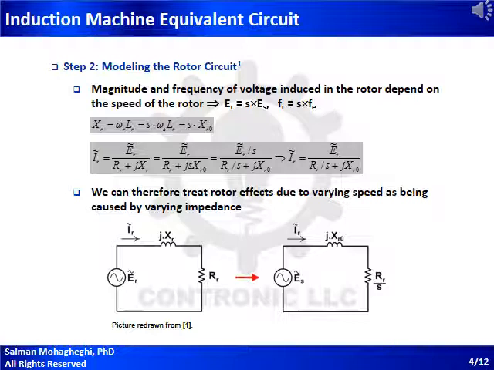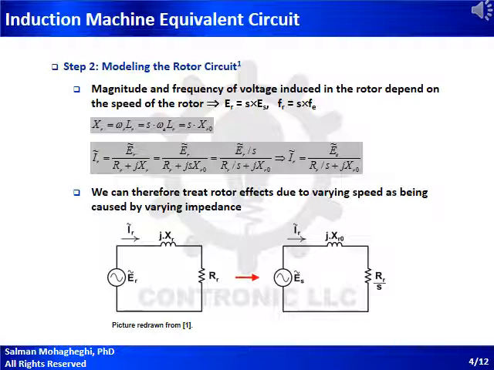Now, omega_R, or f_R, is going to be a function of the stator frequency. I can write this as S times omega_E, E being associated with the stator. So I can write X_R as S times omega_E times L_R. And then I rename that portion, omega_E times L_R, as X_R0. That 0 indicates that this is the reactance at the rated frequency of 60 Hz.